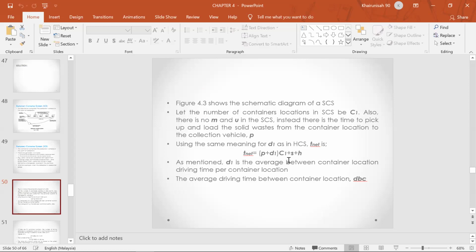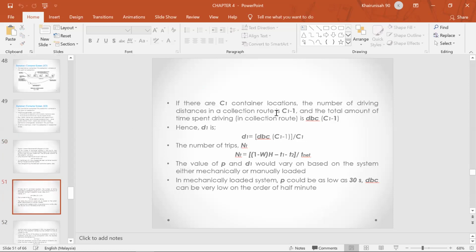As mentioned, D1 is the average driving time per container location, and the average driving time between the container locations is known as DBC. If there are C1 container locations, the number of driving distances in the collection route is C1 minus 1. The total driving time in the collection route is DBC multiplied by (C1 minus 1). Hence, D1 equals DBC times (C1 minus 1), divided by C1.